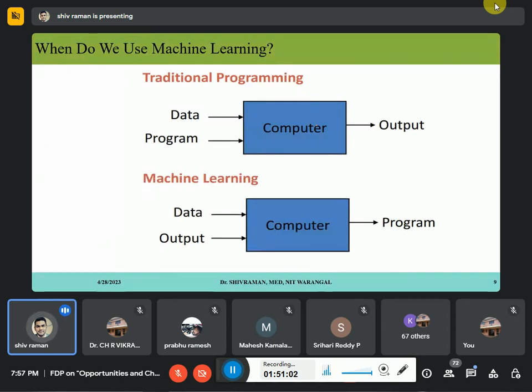Coming to the machine learning paradigm, if you see traditional programming, we have data. You take any programming language, Java, C++, whatever. You have data, you have to develop a program that will be fed into the computer, and you will get an answer.